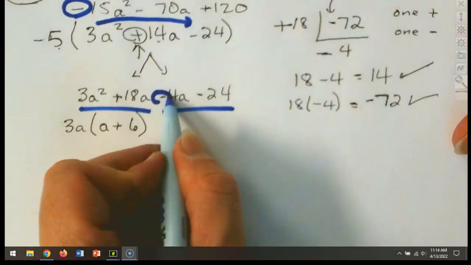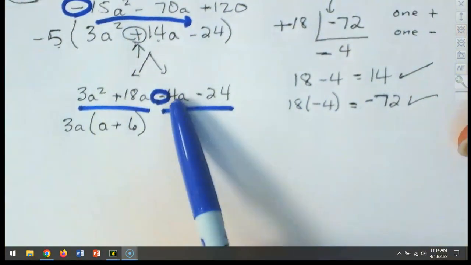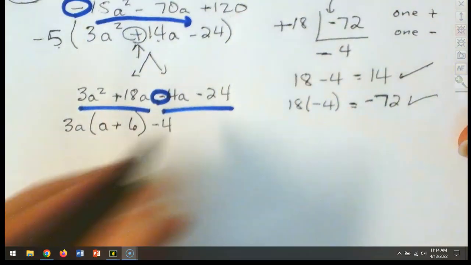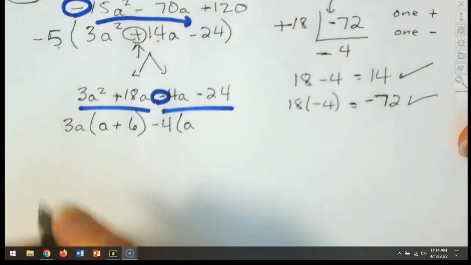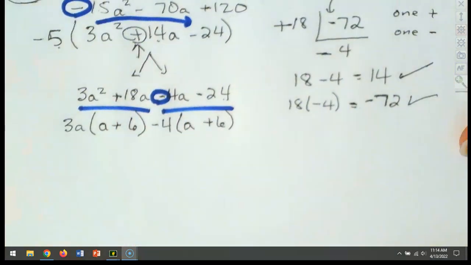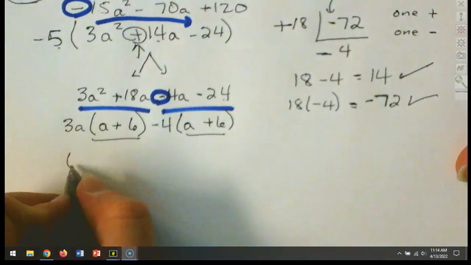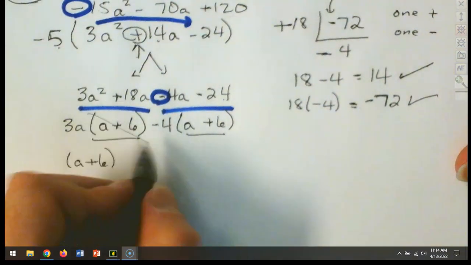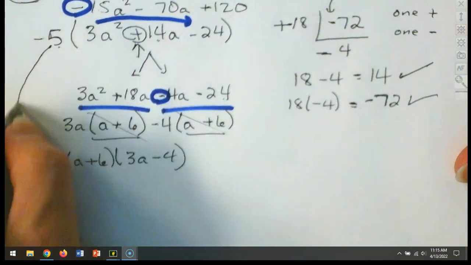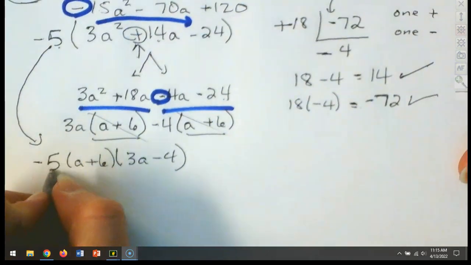Next two pieces, it begins with a negative. We need an a, so we're going to have to factor out a negative 4. And that's going to leave you with an a, and minus 24 divided by minus 4 leaves you with a positive 6. These parentheses had better be the same. If they are not, you made a mistake somewhere. So a plus 6 comes out, gone and gone. What's left over? 3a minus 4. And do not forget what's out in front of all of it, the negative 5.